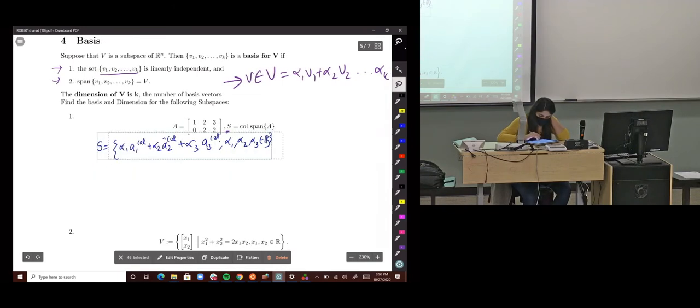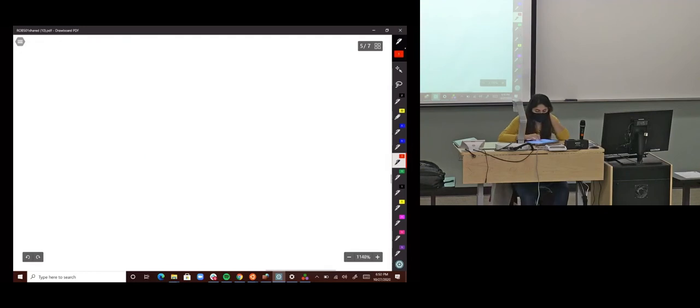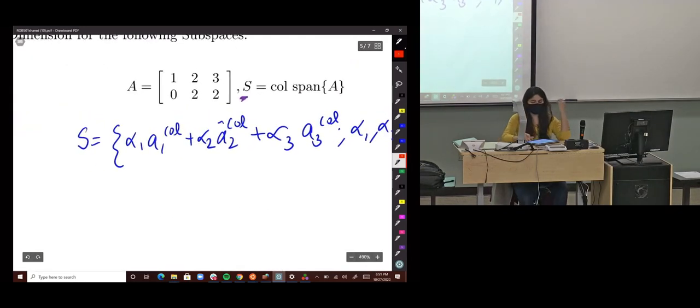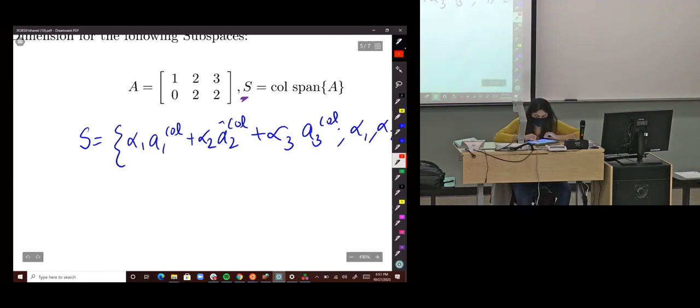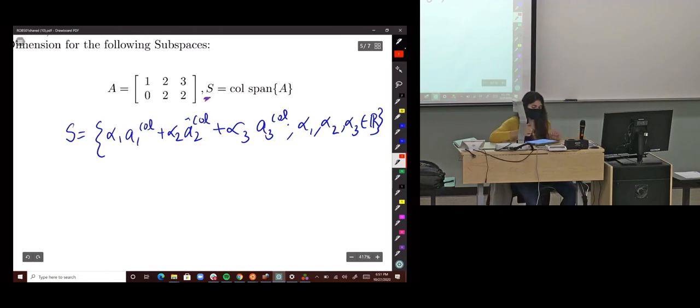So that's what we mean when we say that we've described a subspace from a column span. How do we know it's a subspace? Well, first of all, we know that all column spans and ranges are actually subspaces. So we don't actually need to check if it's a subspace, but the proof of that statement is in the book.